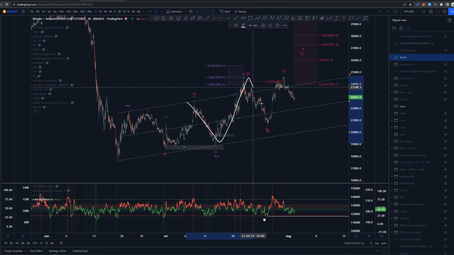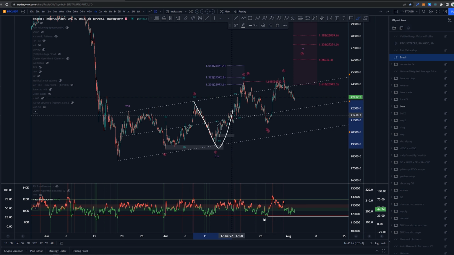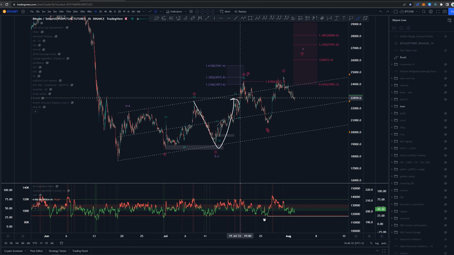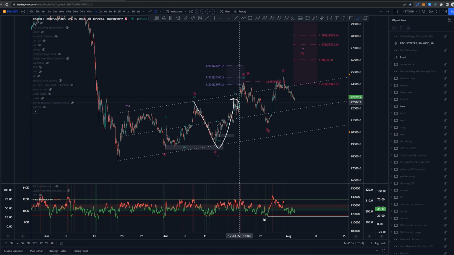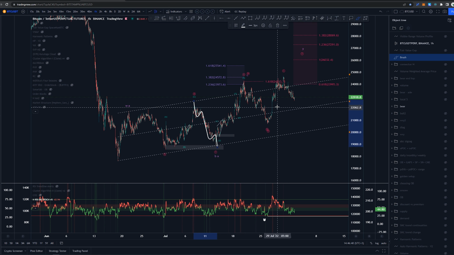Also, we can't really have this as the connector wave, as again this would be a 5-way structure, and we can't have any 5-way structure, or the next structure in a structure that has 5 waves at the start, go beyond the starting point, so it is invalidated. So we can't have an expanded flat or anything like that here if we are thinking that this is indeed that 5-way structure.